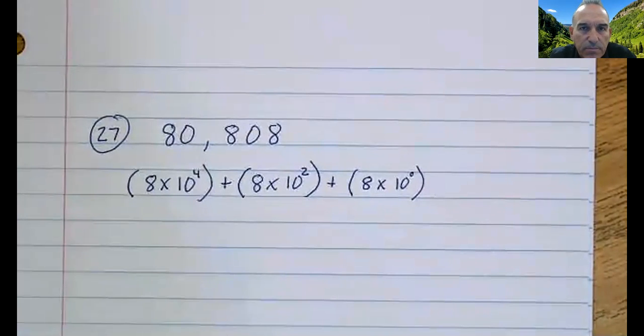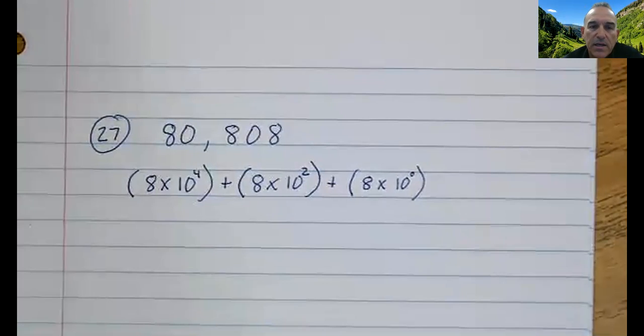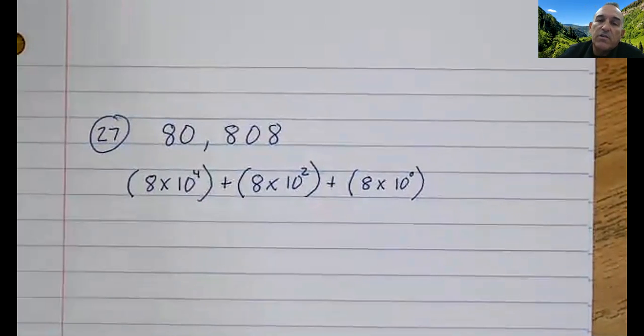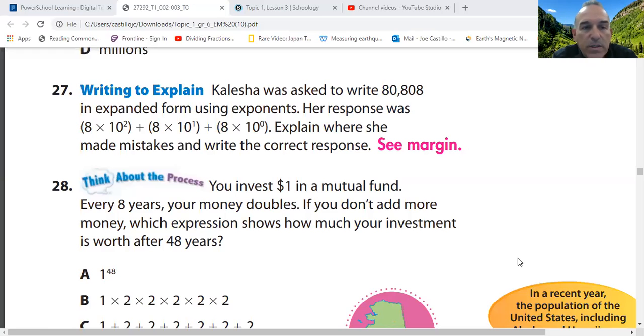Then what you want to do is look at this answer that you have here and compare it to Kalisha's answer. I'm going to switch back to that. So we have to the fourth, to the second, to the 0. Let's see if we can see it. I can't show you both screens at once. We had, when we solved it, 4, 2, and 0. And you can see she has 2, 1, and 0.